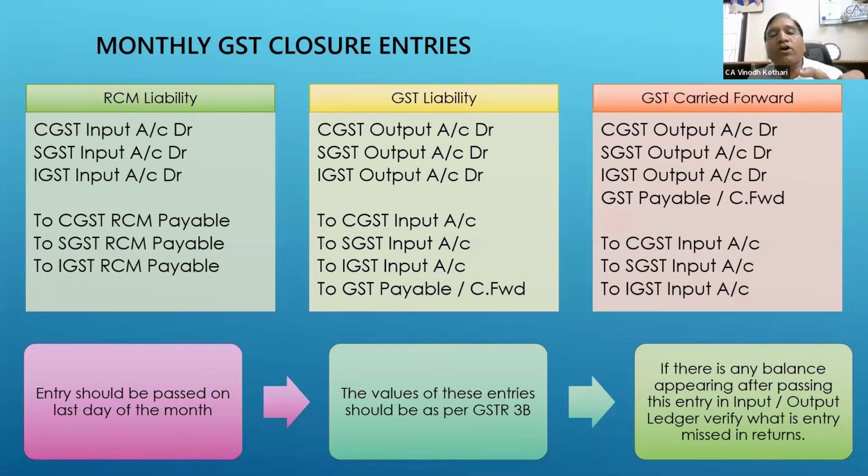And during the month, for the RCM payable, you will pass one entry: CGST input, SGST input, IGST input, and RCM payable for CGST, SGST, IGST, separately or as one ledger, as per your choice. Once you pass this, your RCM will directly go to the input account. Your input is already claimed, and that will be credited here. If there is any balance, claimed or unclaimed, it will be visible in your ledger. I'll show you in the next table.